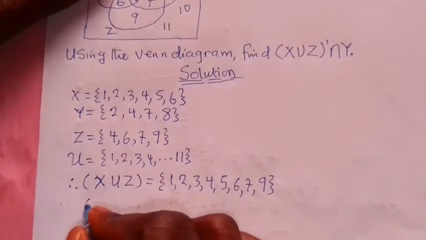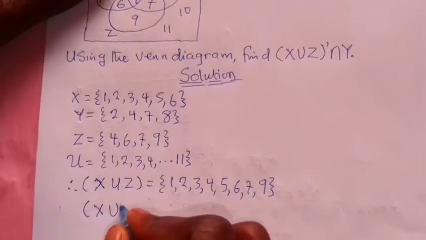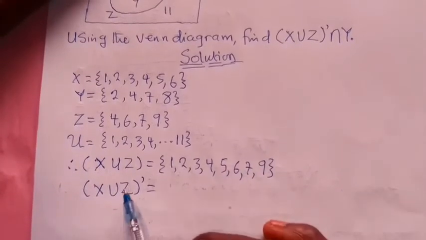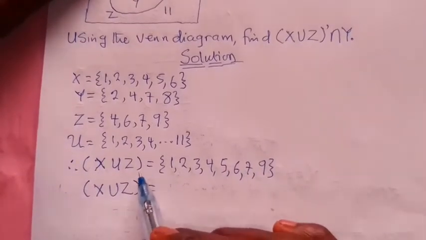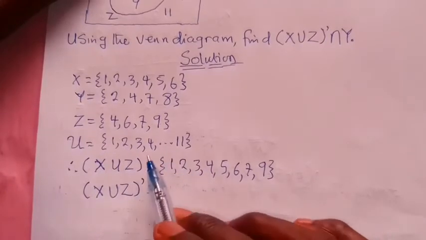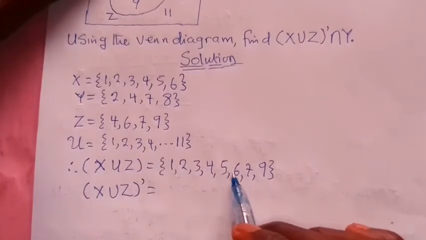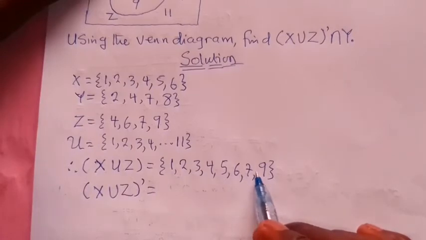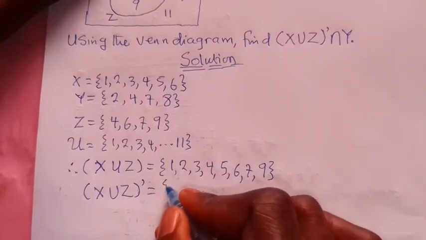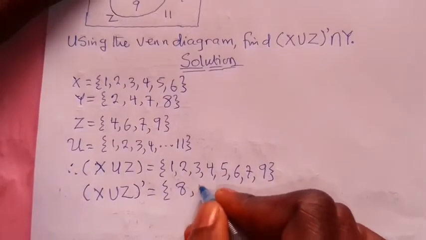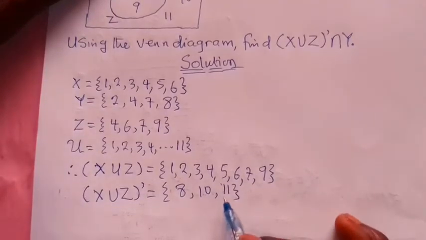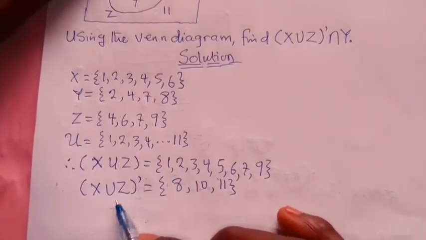So which means our X union Z complement will become, now the complement of X union Z are those elements not found in X union Z but are found in the universal set. So you can see now, in the universal set we have 8. Here we have 8, and here we don't have 8, then we have 10 and 11. So we write our 8, 10, and what? And 11. These are the elements not in the union of X and Z.